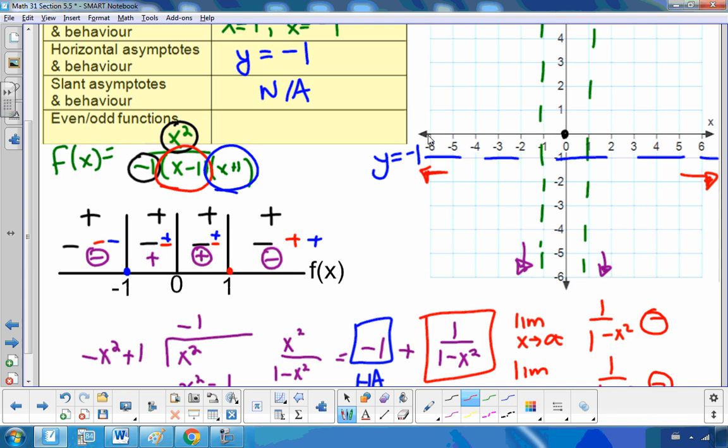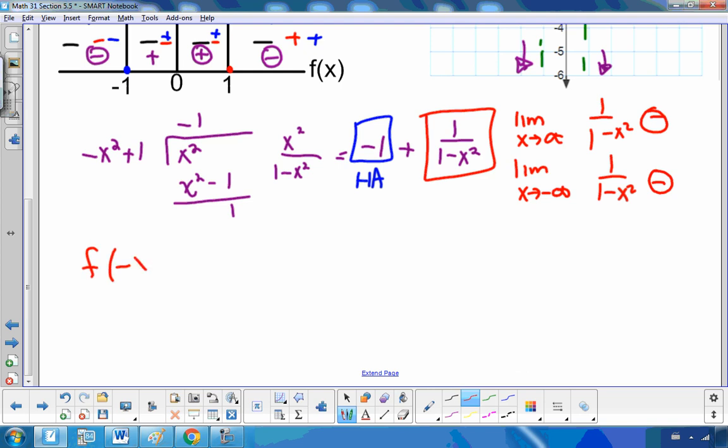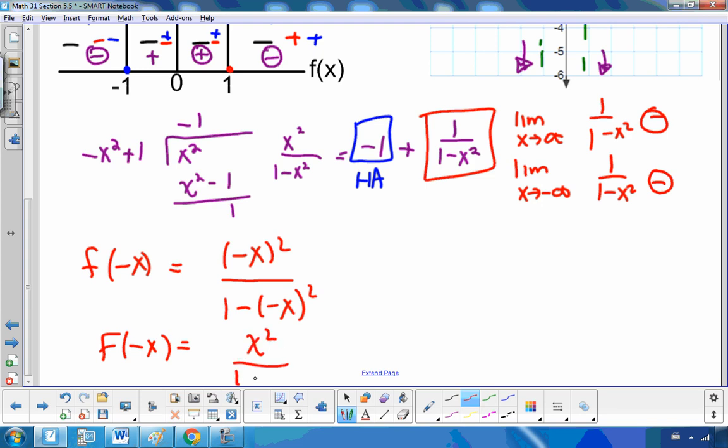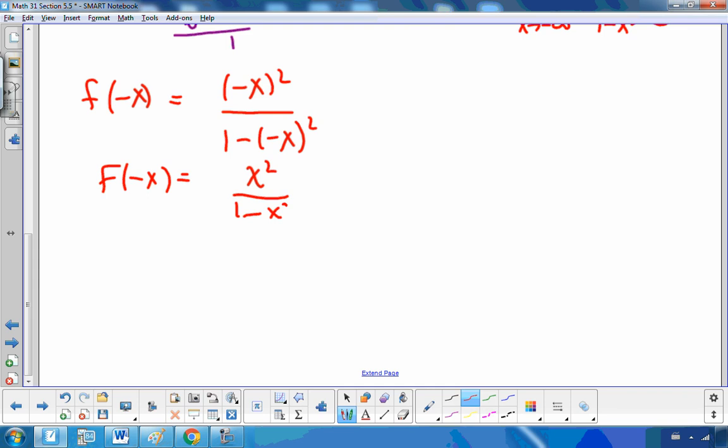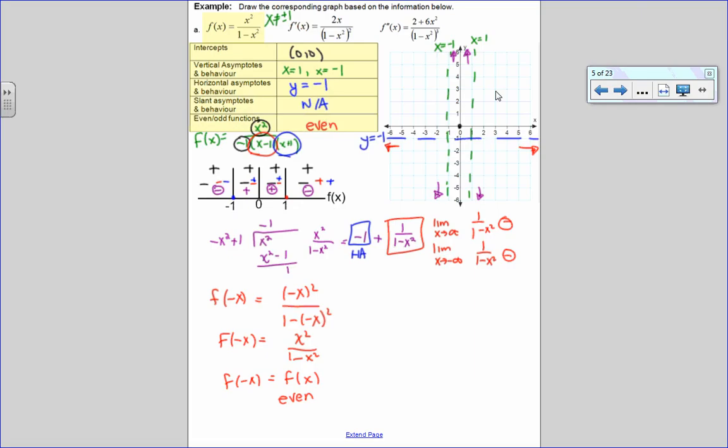And I'm going to do that by looking at f of negative x. So if I have f of negative x, I have negative x squared over 1 minus negative x all squared. So f of negative x is equal to x squared over 1 minus x squared. Well, that's just f of x. So since f of negative x equals f of x, my function is an even function, which tells me it's symmetrical about the y-axis. So look at all of that work, and I'm only on the original function.